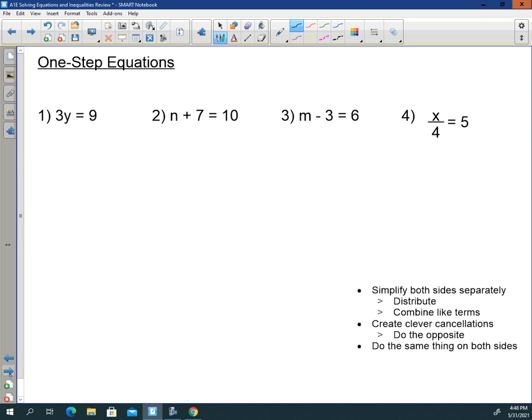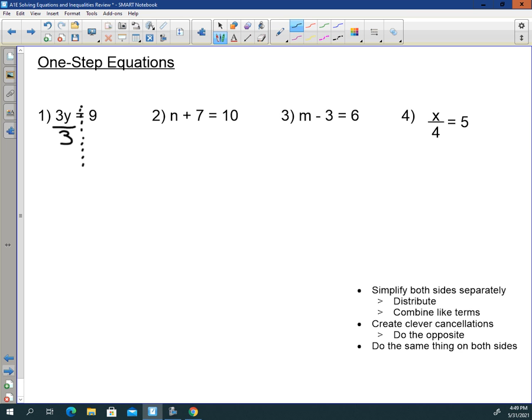So let's start in. One-step equations are like what we did in the warm-up. And let's take these steps and make sure that we do each one. So remember, we're going to simplify both sides separately. So we have to look for opportunities to distribute or combine like terms. And in number 1, we do not have that opportunity, and so we're done with that step. The next thing is to create a clever cancellation by doing the opposite. Well, number 1 says 3 times y, and so we're going to divide by 3 to create our cancellation.